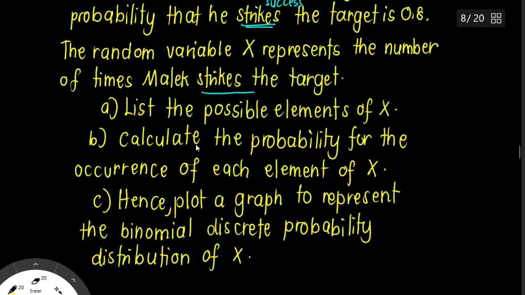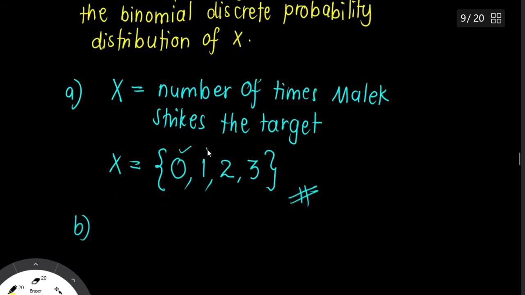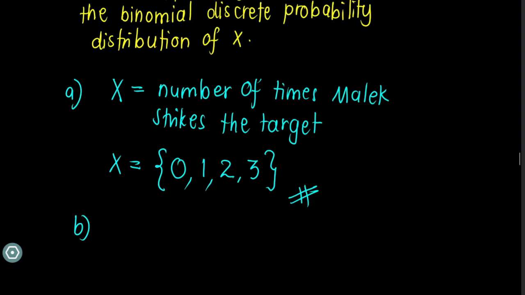Calculate the probability for the occurrence of each element of x. What is our x? x is all this, isn't it? 0, 1, 2, 3. So they want us to calculate the probability. If 0 times, let's say he didn't strike at all, what is the probability? Oh, he strikes 1 time only, what is the probability? Oh, he strikes 3 times also, what is the probability? Yeah, that's what it means here.